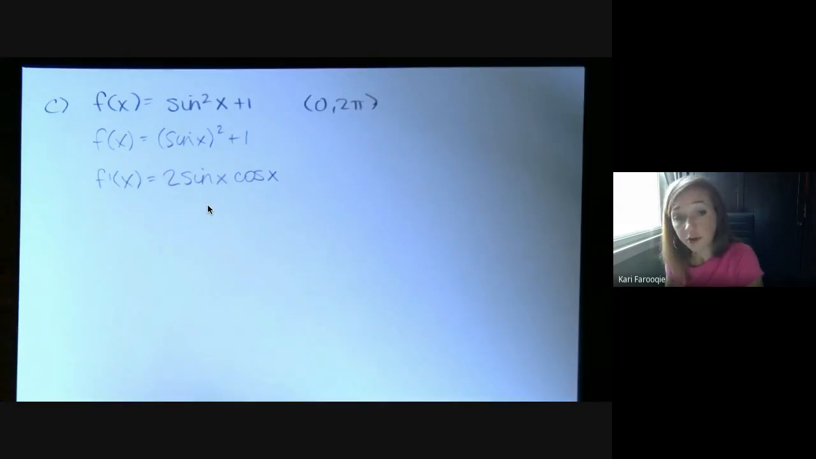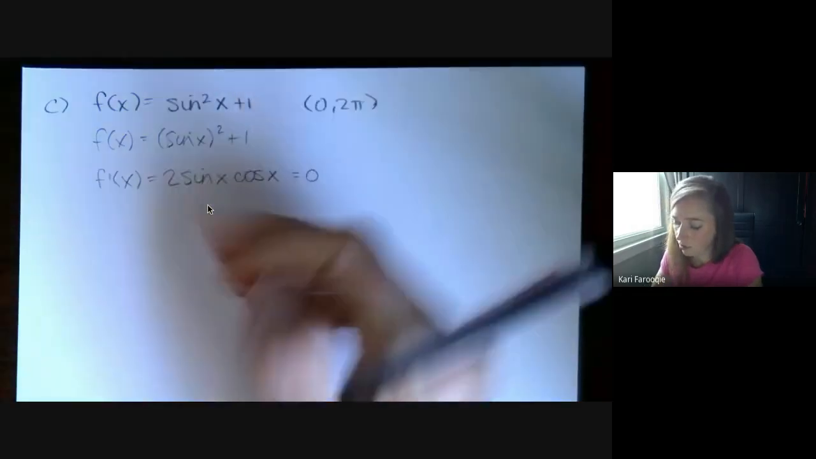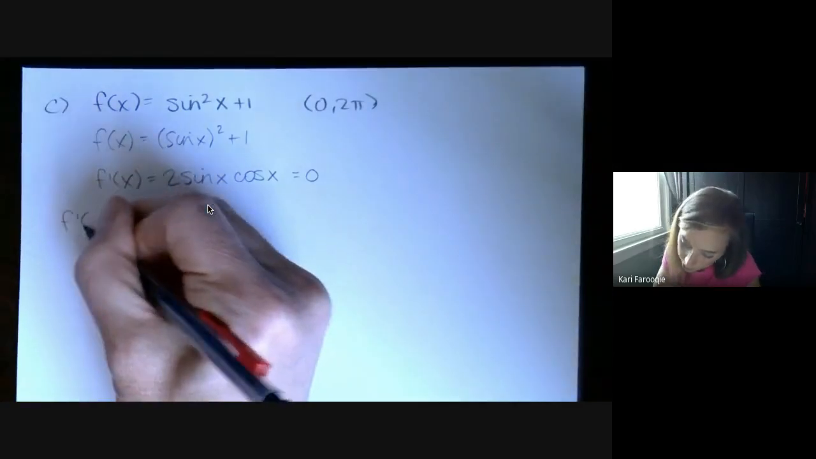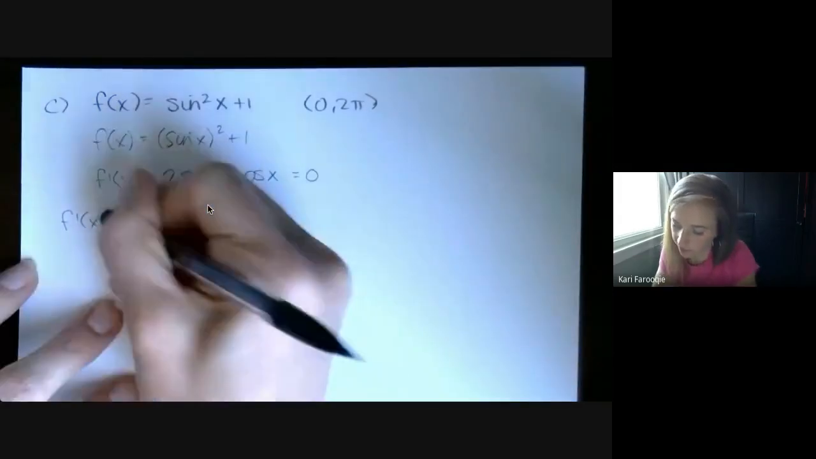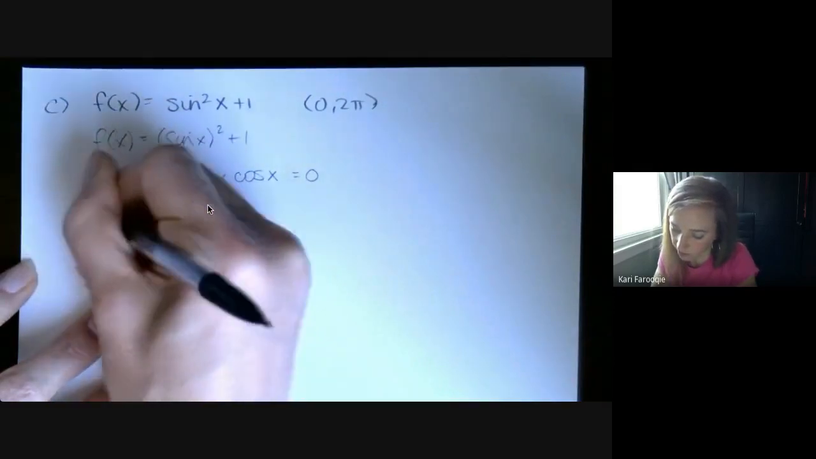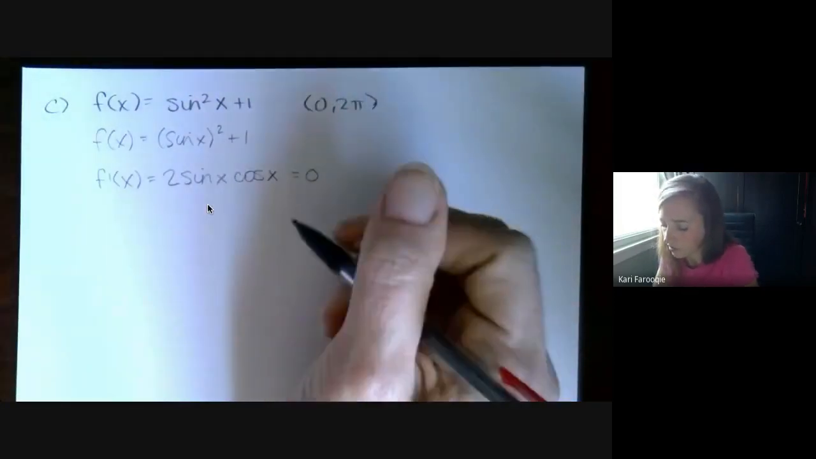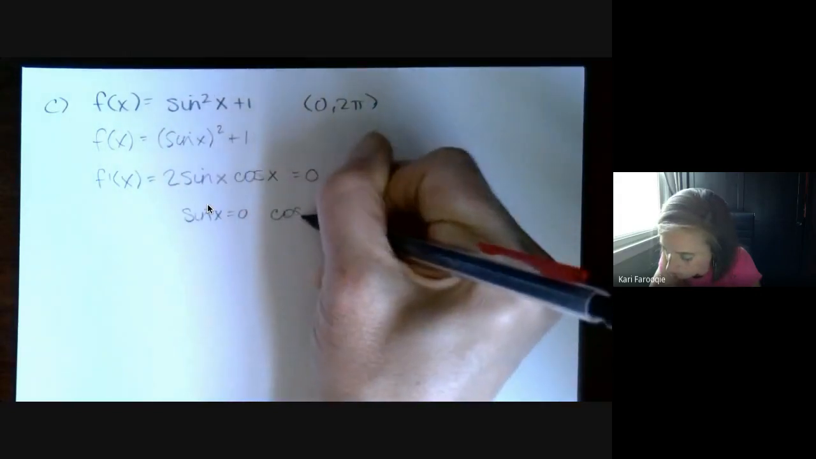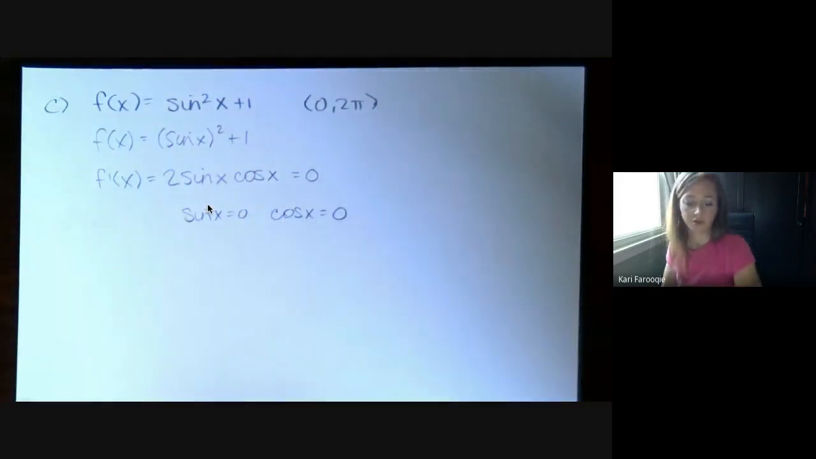Now, your critical numbers are going to occur where your derivative is equal to 0. In this case, we don't have to worry about the derivative not existing because you don't have any values in the denominator here. So f prime of x equals 0. I already did that, so let's just go ahead and solve this equation. That's going to happen when sine x equals 0 and when cos x equals 0. Just use the zero factor property here and take each factor and set it equal to 0.